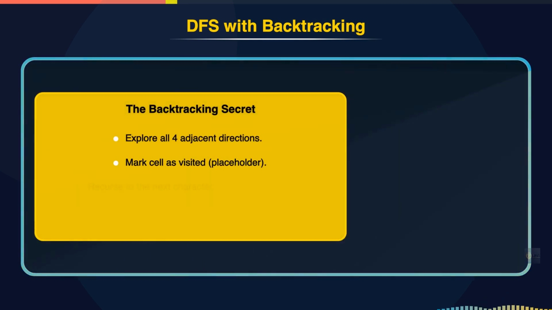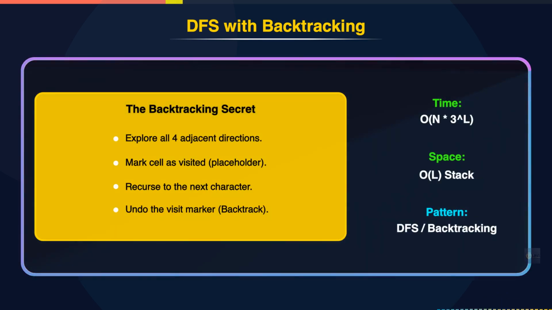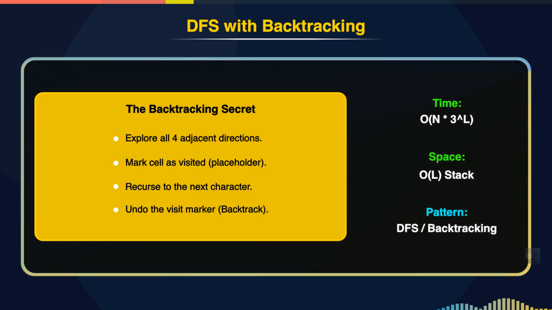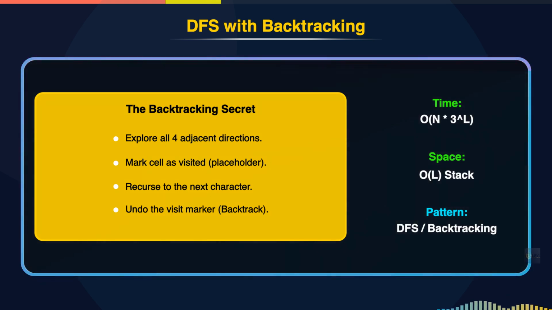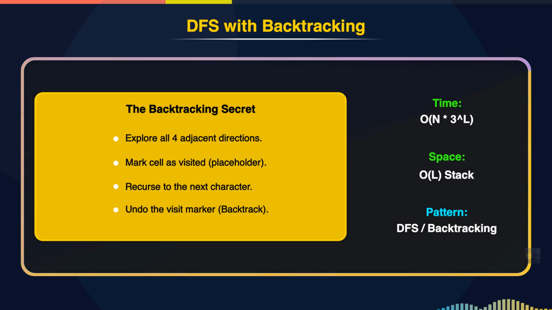To solve this, we'll use depth-first search with backtracking. We'll iterate through every cell in the grid, looking for the first letter of our word. When we find a match, we launch our DFS. From the current cell, we explore all four neighbors: up, down, left, and right. To ensure we don't reuse a cell, we'll temporarily mark it as visited by changing its character to a placeholder like a hash symbol. After exploring all directions from that cell, we backtrack by restoring its original character. This allows other paths to use that cell later.